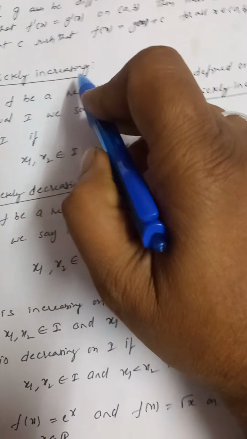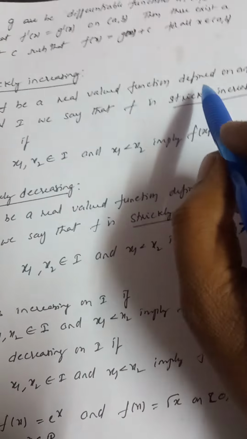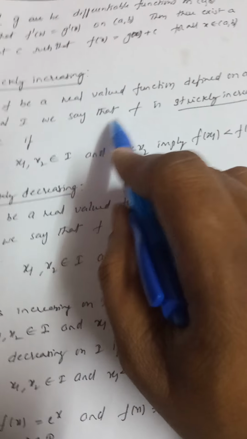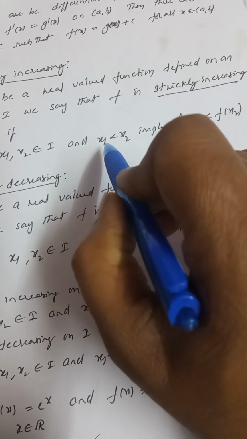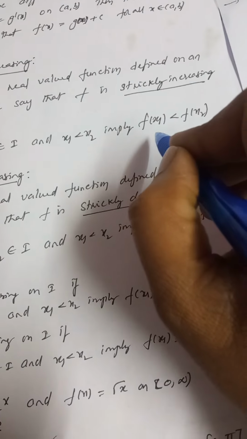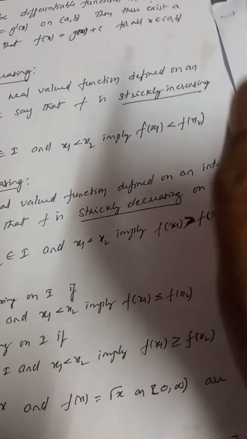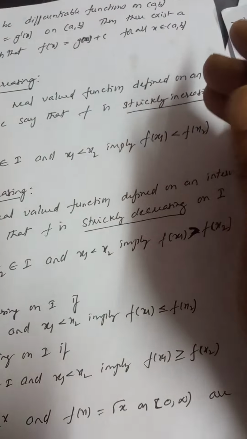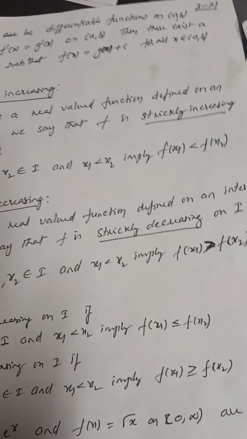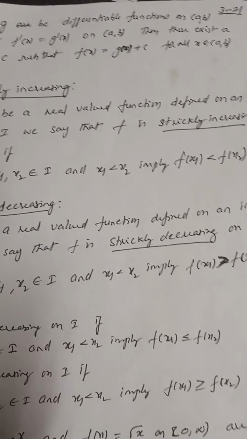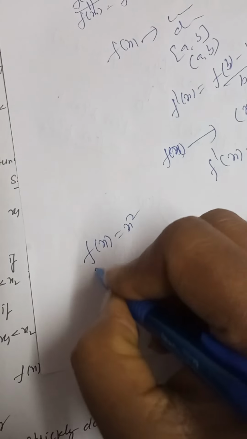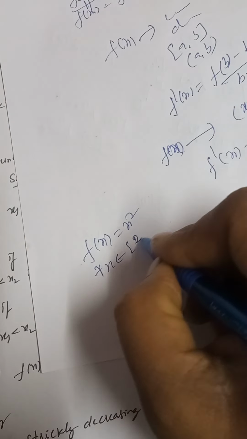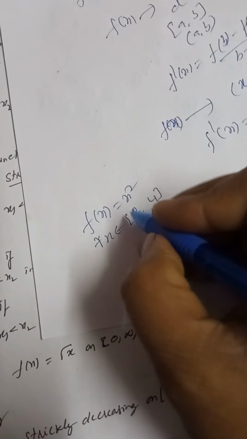Now, strictly increasing. Let f be a real valued function defined on an interval I. We say that f is strictly increasing on I for x1, x2 belongs to I, if x1 less than x2 implies f(x1) is less than f(x2). Right? Simply, if the function values go on increasing, then the function is said to be an increasing function. Just now, I have explained this example. See here, now I am taking f(x) is equal to x square for all x belongs to (2, 4).